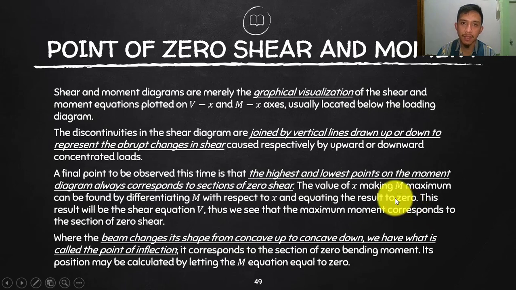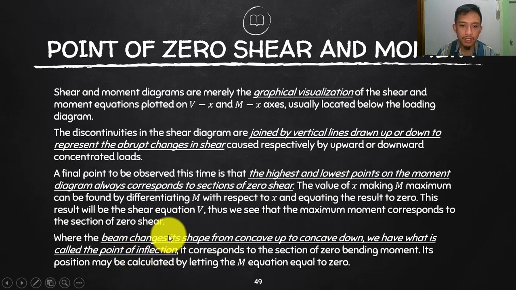That is maximizing or minimizing, maxima and minima. You have the equation of m, differentiate that with respect to x. What is that? That is the slope. Differentiating m with respect to x is a slope. The first derivative is slope. Equating your slope to 0 is getting the point on the curve wherein the slope has a tangent which is horizontal. So where we can find that horizontal tangent, again, maxima and minima, is the maximum and minimum points. We can recall that on the figure. This result will be the shear equation V. Thus, we see that the maximum moment corresponds to the section of zero shear. We will look at that later on.